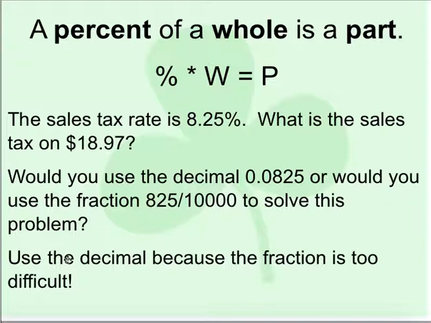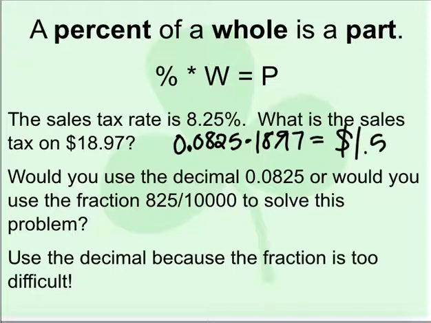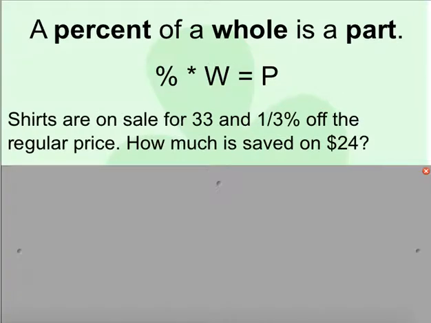Okay, you can, of course, but it's a little bit easier to say, if I have my percent as a decimal of 0.0825 and multiply it by the whole, 18.97, I'd rather work with that number to find my part, to find the tax on this rather than the fraction. When we do that, we see that our answer is, now round it to the nearest cent, $1.57 in tax. Okay, so think about which one is easiest to use, the fraction or the decimal.